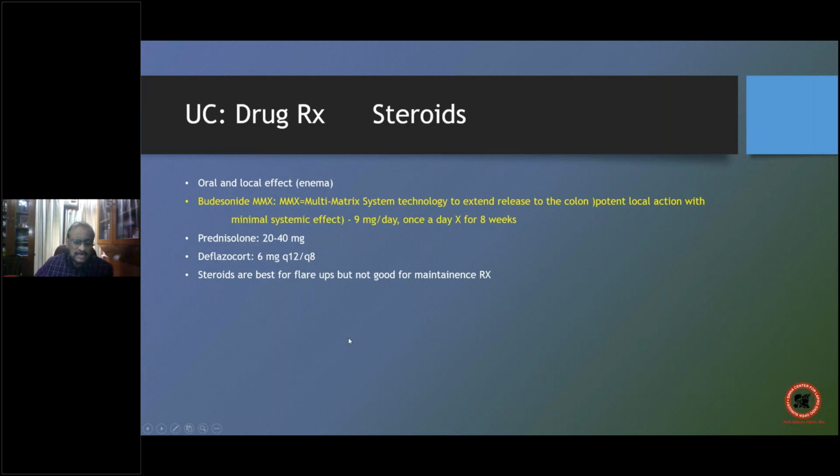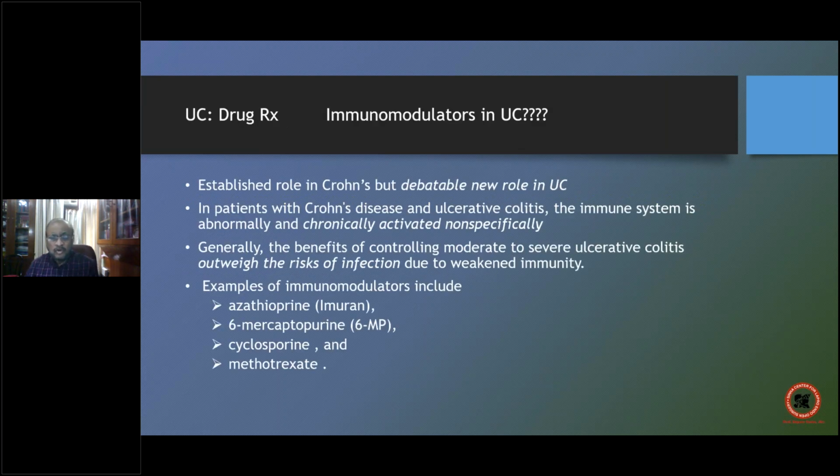Now, steroids are best reserved for the flare-ups. That means you have a sudden flare-up of ulcerative colitis. You were having 3 or 4 stools per day, and now suddenly you find blood has started appearing. You're having 10 to 12 motions, pain has appeared, you're having a febrile episode. So these are flare-ups. For flare-ups, steroids are better, but not very good for maintenance therapy because they cannot be used for a prolonged period of time.